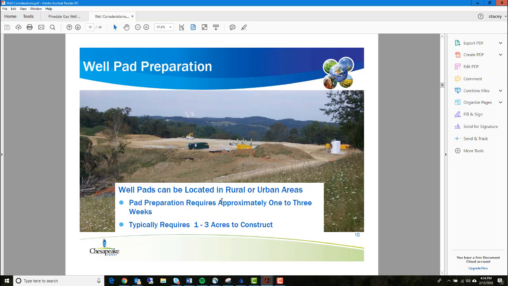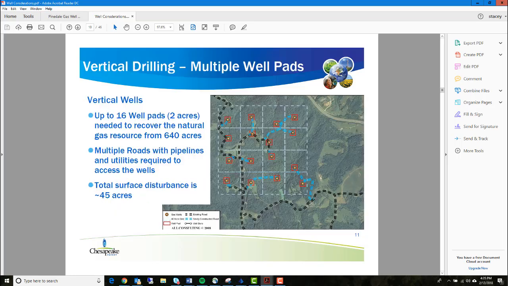The wells are located in rural and urban areas, and we try to avoid as many sensitive areas as we can. A pad takes one to three acres to construct. You can get up to five, and again, some really big ones, ten acres out west, when you have six or seven wells on top of each other. So you have all these well locations and a series of roads that get to them. A lot of them are vertical wells. So you look at how much you are going to actually be disturbing in these 640 acres.